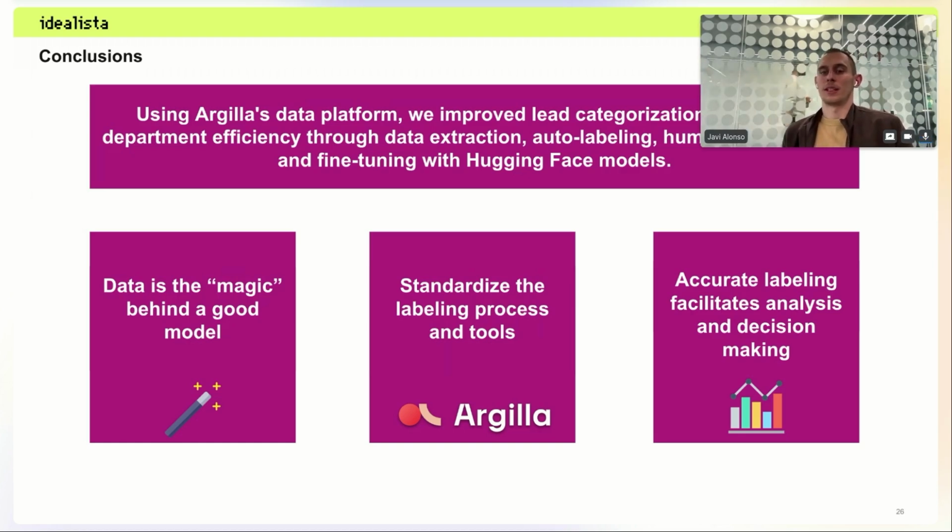And finally, accurate labeling facilitates analysis and decision making. Why? Because if your data is good, then you're going to be able to validate the model and iterate much faster. If you need to show your results to stakeholders, it is going to be much better, because they are going to be able to decide whether the project can go into production if your validation data and metrics are good enough, basically to support the evidence and the model.